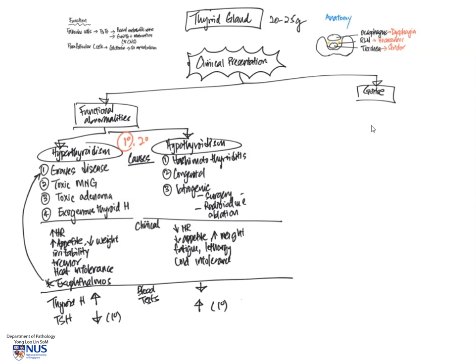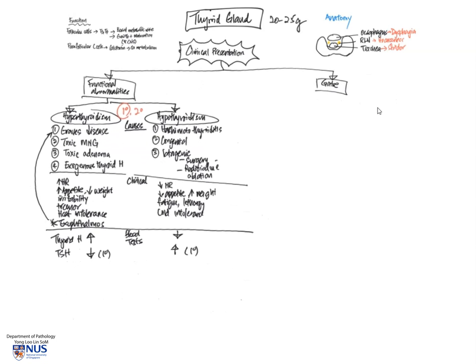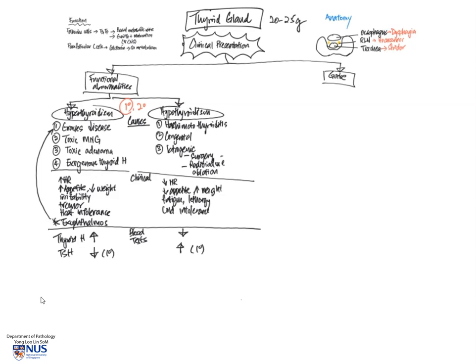Now, let's change track and have a look at causes of goiter, or causes of enlarged thyroid gland. The first distinction that we want to make, and this is also a clinical distinction when we examine the patient, is: is this enlargement diffuse and symmetrical, or is it a discrete enlargement where we can see or palpate a nodule in the thyroid gland? The differential diagnoses are quite different.